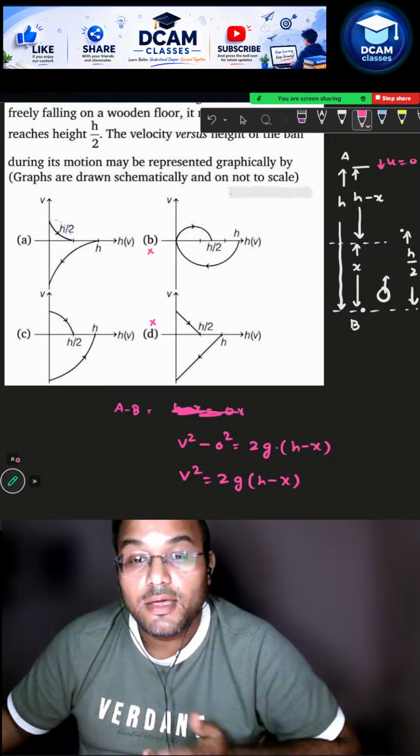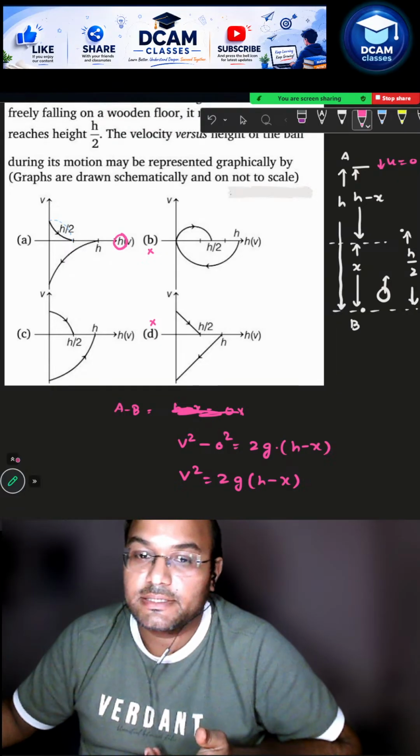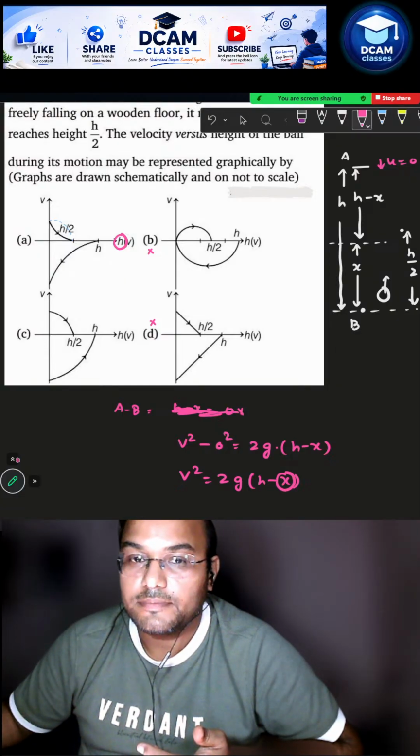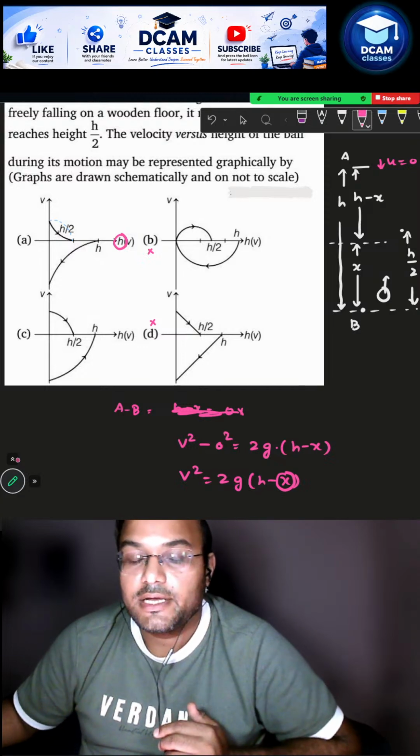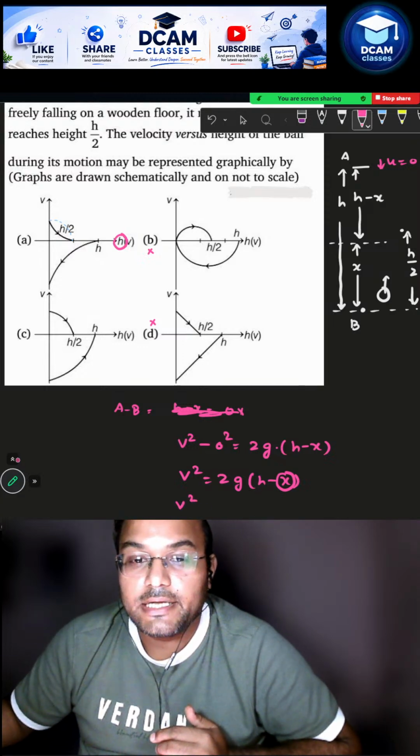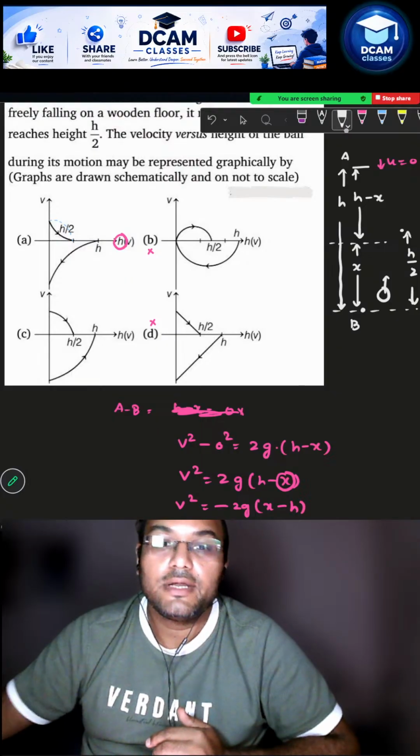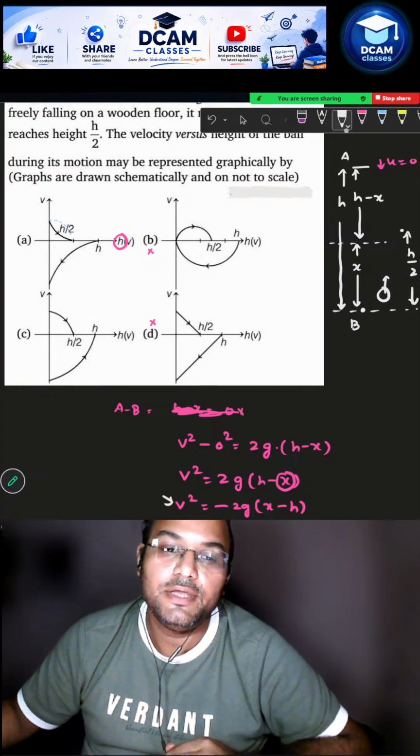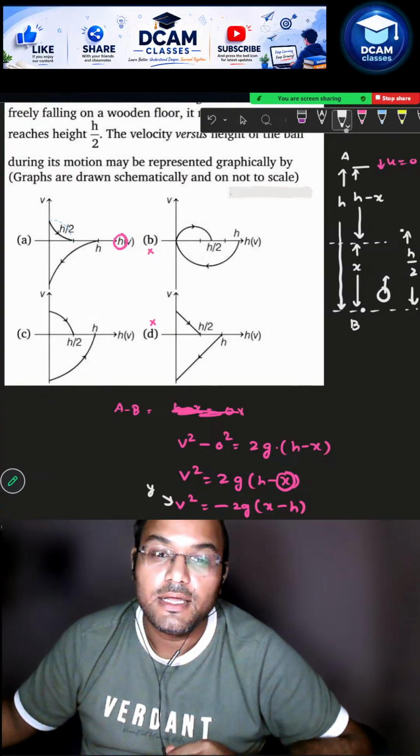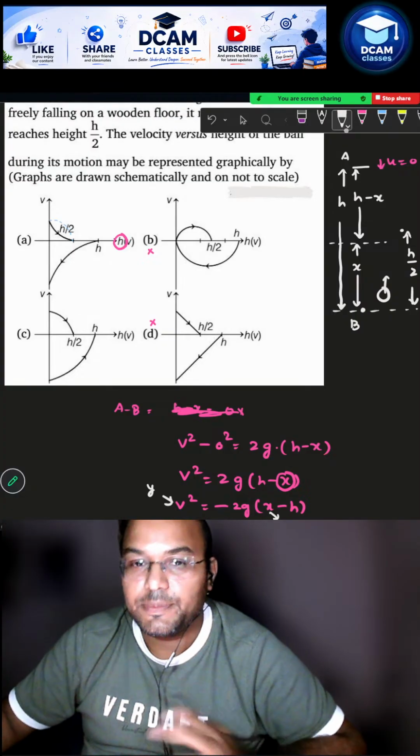Yes. Here, the h that he wants is x. h is a constant, and v is vertical. So I'll write it as v square is equal to minus 2g into x minus h. Here, in this motion, when it is dropped from top to bottom, y is v, and x is our h, which has been represented on the x-axis.